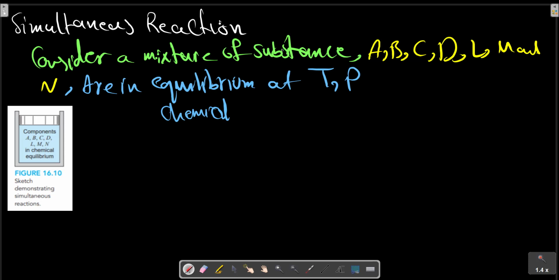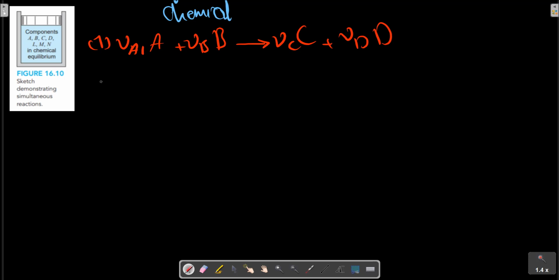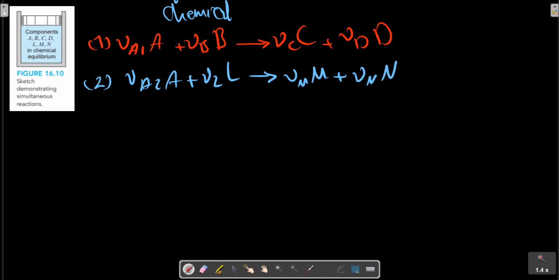The two reactions are assumed to be reaction 1, ν_A1 A plus ν_B B gives ν_C C, and reaction 2, ν_A2 A plus ν_L L gives ν_M M plus ν_N N. We have considered the situation where one of the components, for example A, is involved in each reaction, in order to demonstrate the effect of this condition on the resulting equation.